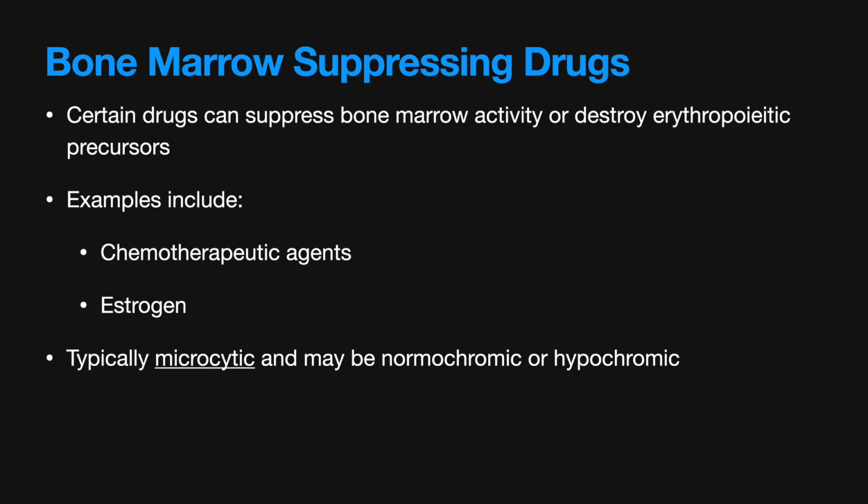Bone marrow suppressing drugs can either suppress the bone marrow's activity directly, or they can destroy erythropoietic precursors. Example drugs that have this effect include chemotherapeutic agents or hormones like estrogen. These anemias are typically microcytic and may be either normochromic or hypochromic.